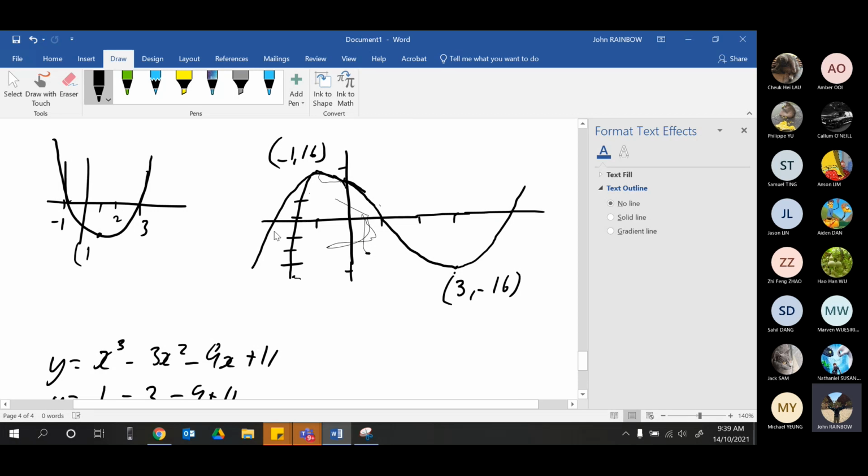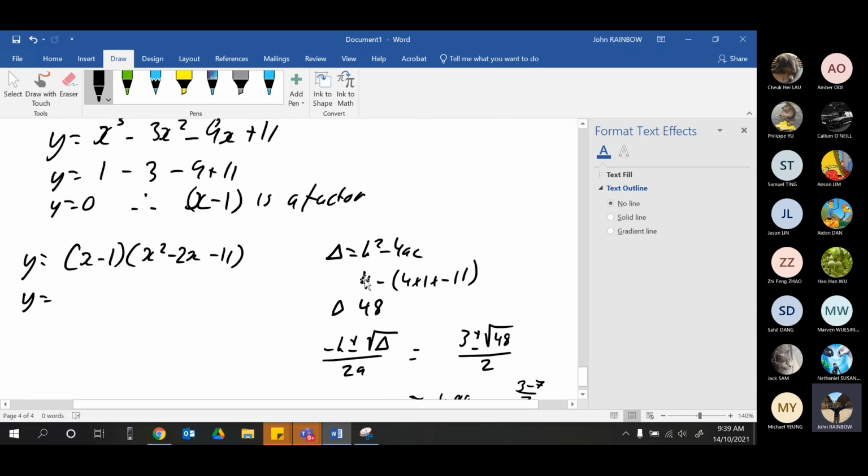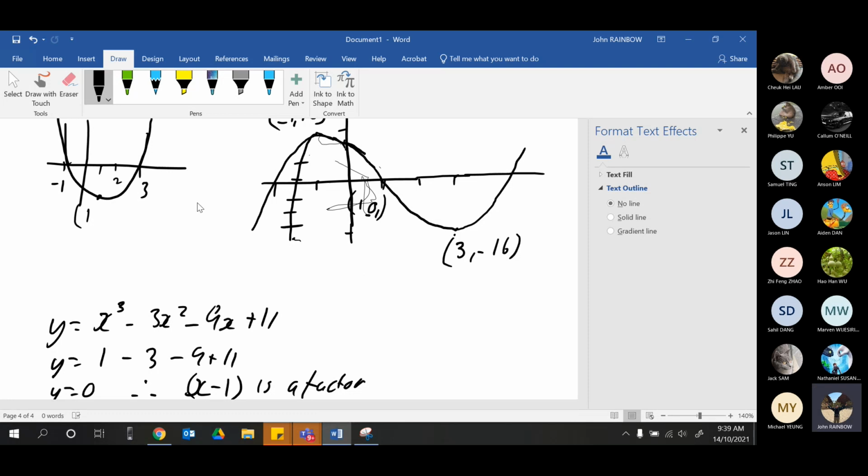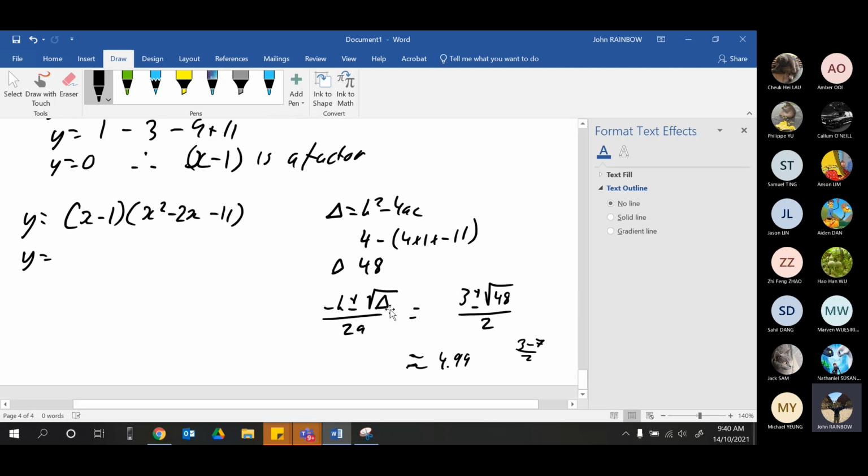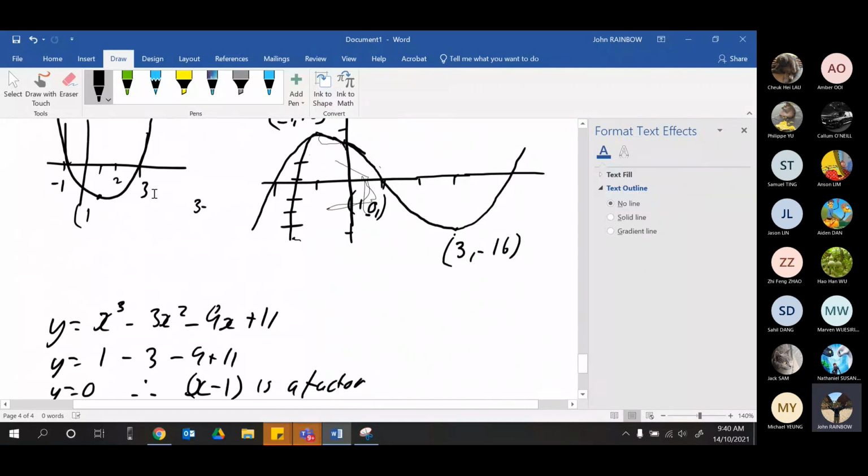So then I know that I can put my coordinates in for here. I know it does go through there, 1, 0. I know that this is going to be 3 minus square root of 48. I haven't simplified that. Should simplify that. 48 has 4 and what have we got? 4 times 12, and 12 has 4 and 3. Can't do that, so it's going to be 4 root 3. Okay, so that's 3 minus 4 root 3.